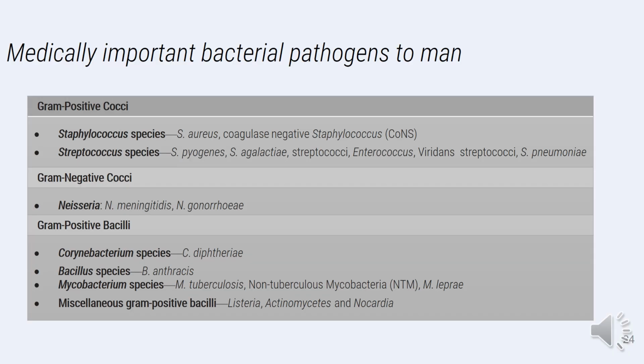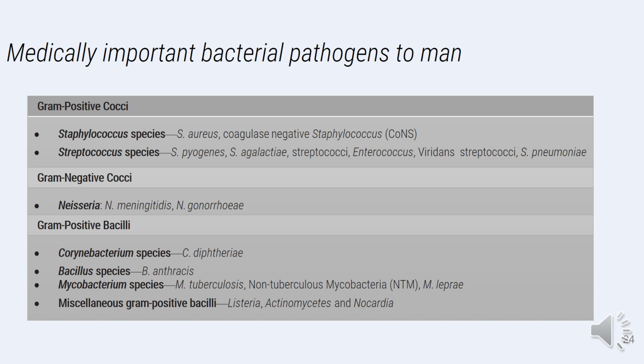These are the most important gram-positive cocci which cause human infections. First one is Staphylococcus species. Staphylococcus aureus is the most pathogenic organism among the gram-positive cocci. Next comes coagulase-negative staphylococci, which might be a pathogen, but most commonly are commensals. Next is Streptococcus species: Streptococcus pyogenes, Streptococcus agalactiae, enterococci, viridans streptococci, Streptococcus pneumoniae. So these are examples.